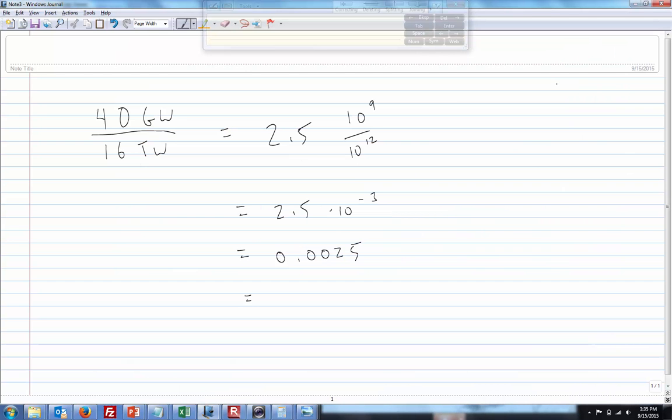Does that make sense, what I just did with those little numbers? Because we know that humanity's running at 16 terawatts and solar's at 40 gigawatts. All right.